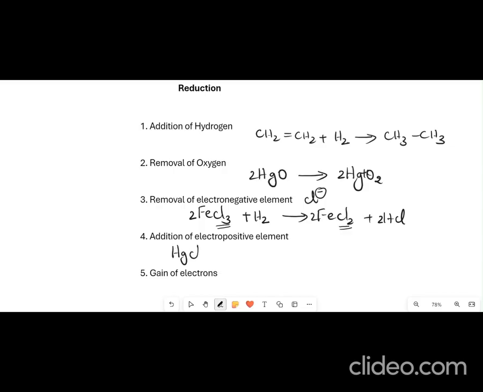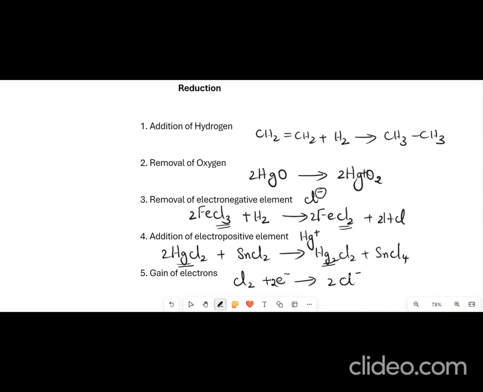And if HgCl2 reacts with SnCl2, it forms Hg2Cl2 plus SnCl4. Here HgCl2 is converted to Hg2Cl2, that is, addition of the electropositive element Hg has taken place. So this is a type of reduction reaction. And if you take chlorine, it gains 2 electrons and forms chloride ions. So gain of electrons is also called a reduction reaction.